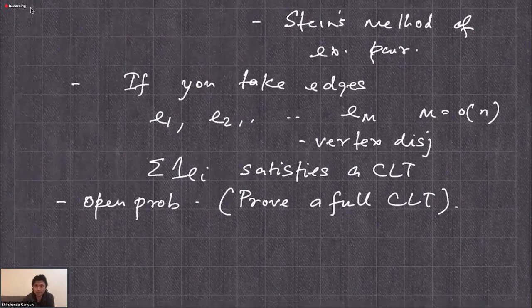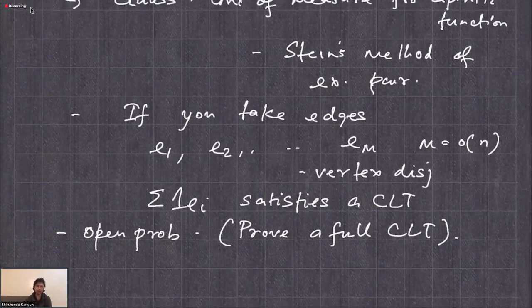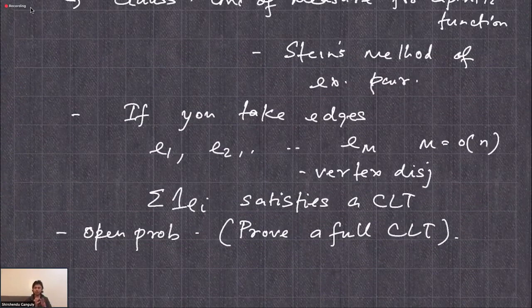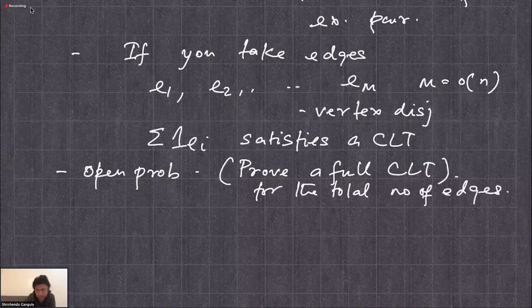Okay, so by CLT you just mean for the number of edges in the graph. Yeah, you can look at other observables, but the first step is to just look at the number of edges and prove a central limit theorem for that. Yeah, prove a full CLT, I should make that clear. Yeah, thanks.